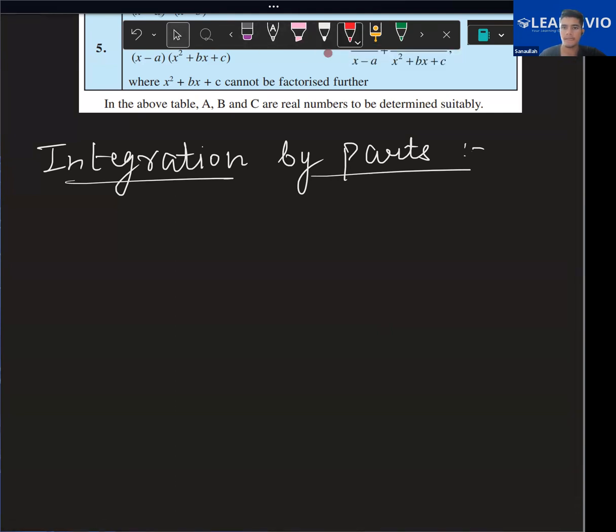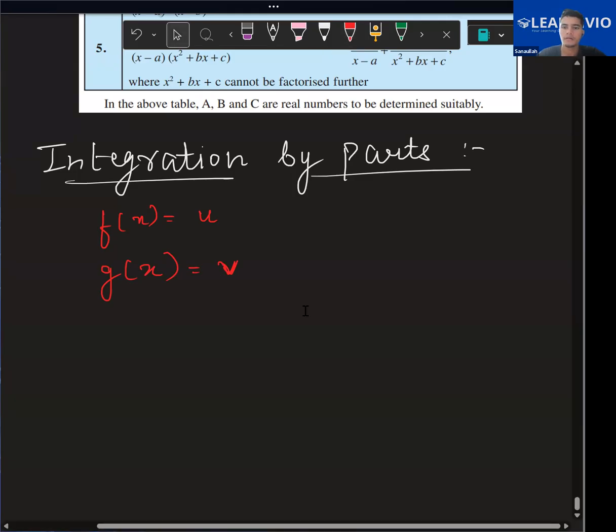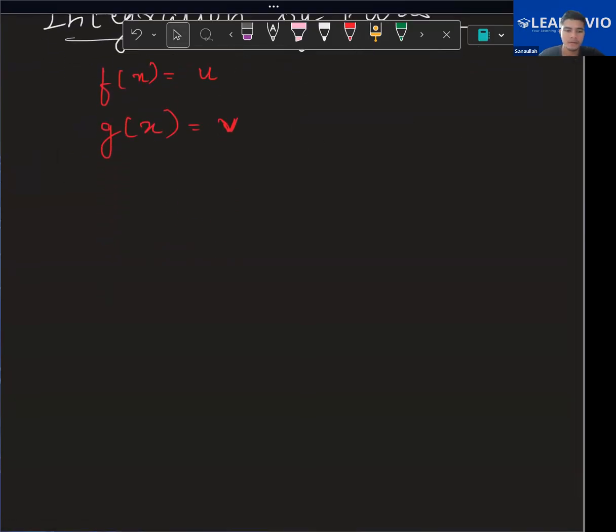Like fx को मैं u मानूंगा एंड gx को मैं v मानूंगा. इस फॉर्म में थोड़ा सा आसान होता है आपको याद रखना. ठीक है. तो इसका इंटीग्रेशन कैसे होगा अगर आपके पास u और v है. If you have integration of u and v, and u and v are functions of x, ठीक है. दोनों x के फंक्शन हैं.